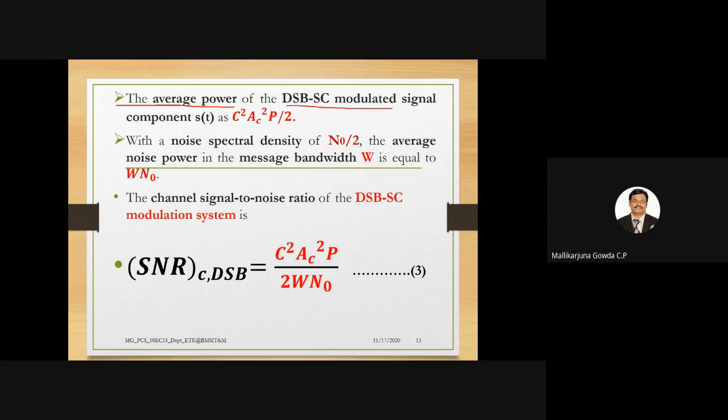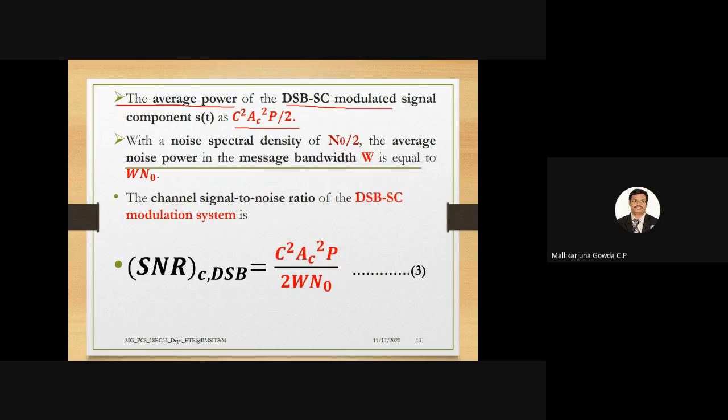Ac into cosine of 2 pi fc t, its average power will be, so what we take, V rms is equal to what? Vm by root 2, right? Yes or no? So in that, the peak voltage. So we say Ac by root 2 whole square, that will give the value of this one. So with that, I can say C squared into Ac squared by 2 into P will be the average power of the modulated signal.